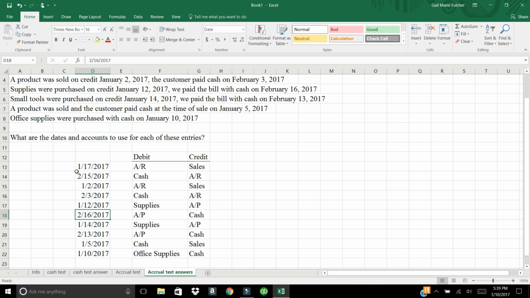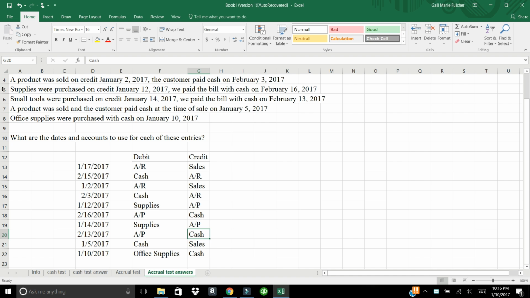Now the second part to that transaction, we paid the bill on February 16th. So the date is February 16th. We're going to reduce the amount that we owe now. So accounts payable will receive a debit and cash will receive a credit because we're reducing the amount of cash that we have. All right, so the next transaction, small tools were purchased on credit January the 14th. So we are going to debit supplies and credit accounts payable. Then the payment was made on February 13th, so we debit accounts payable and credit cash.